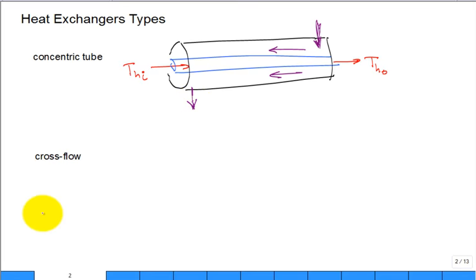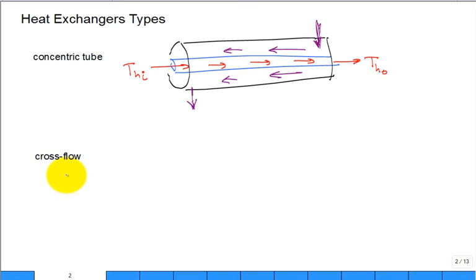So as I've shown, the flow inside of the tube is moving from left to right, and the flow in the annulus is moving right to left, and you would call that a counterflow concentric tube or double pipe heat exchanger.